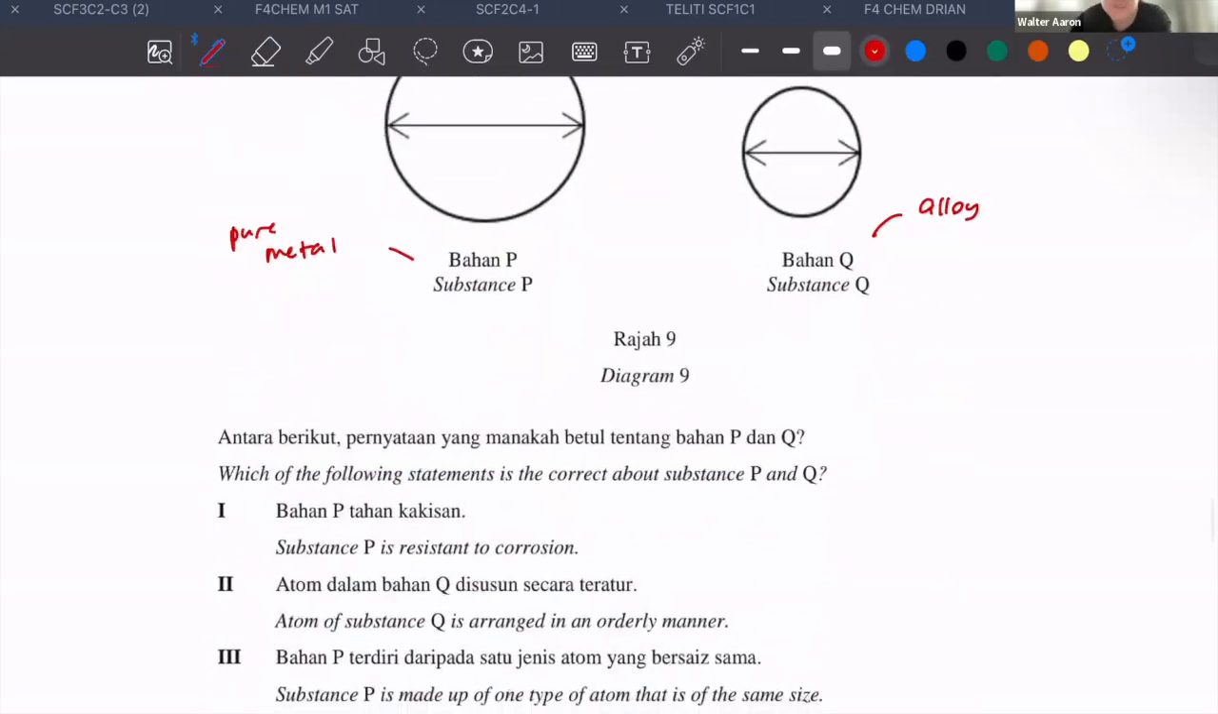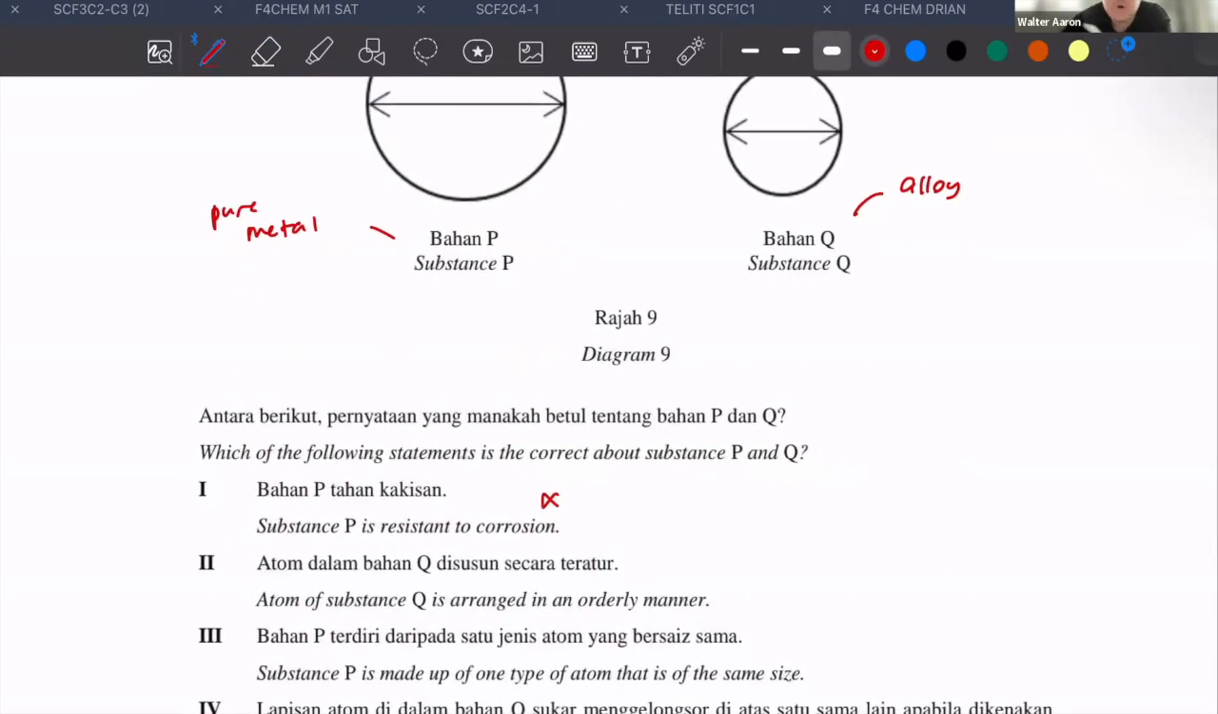So substance P is resistant to corrosion. This is wrong. Pure metals are quite susceptible towards corrosion, so that's not correct. Atom of Q is arranged in an orderly manner, also wrong. Alloys have no regular arrangement of particles because the foreign particles will disrupt the regular pattern. That's why they can't slide easily.